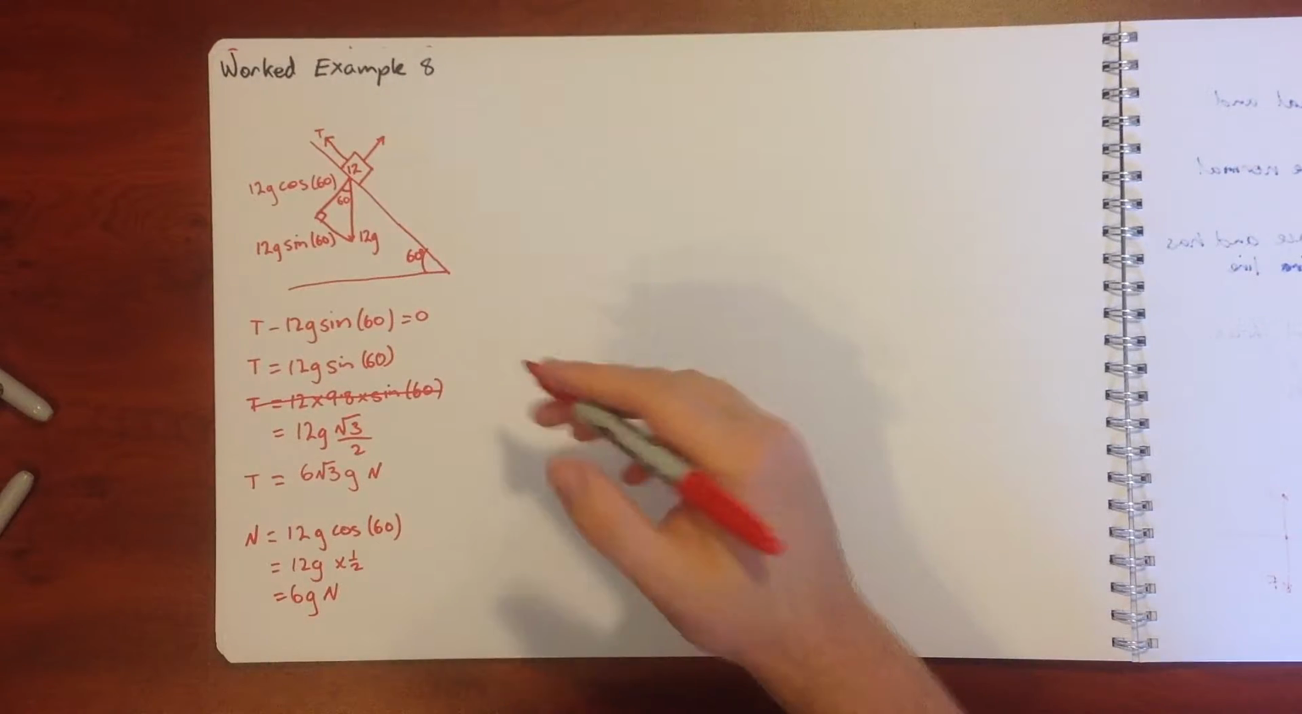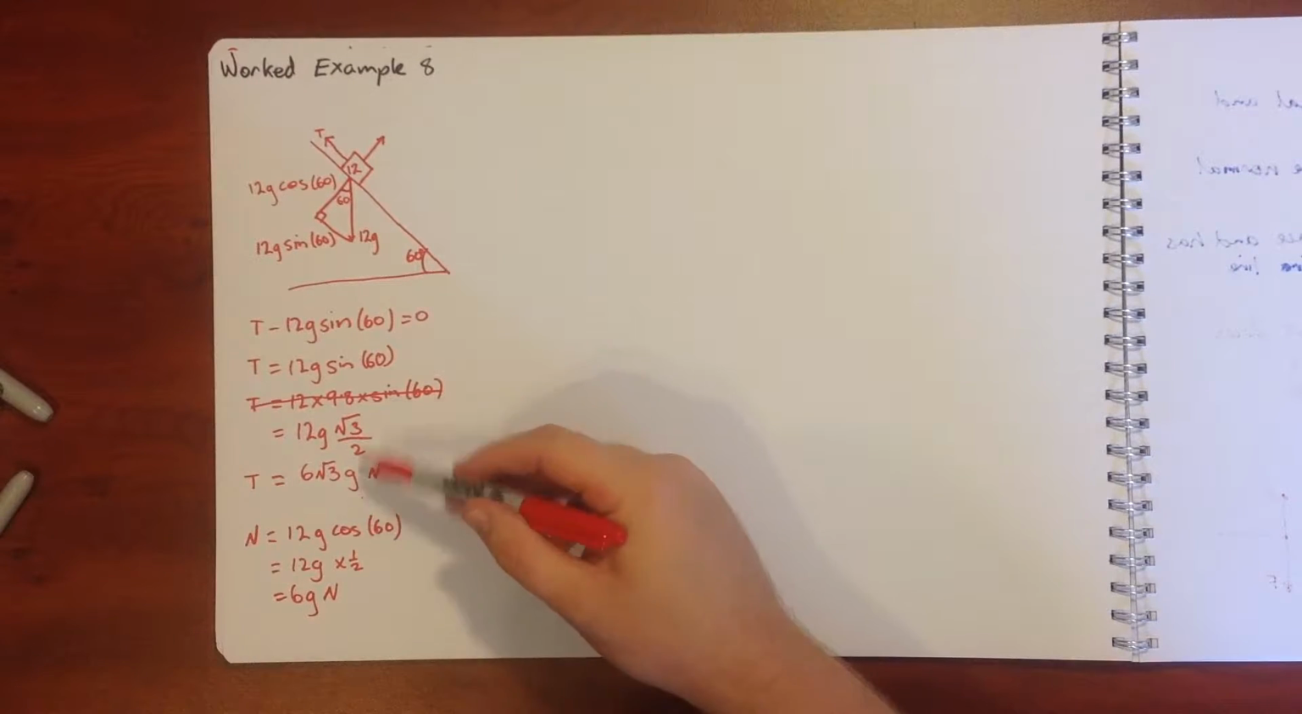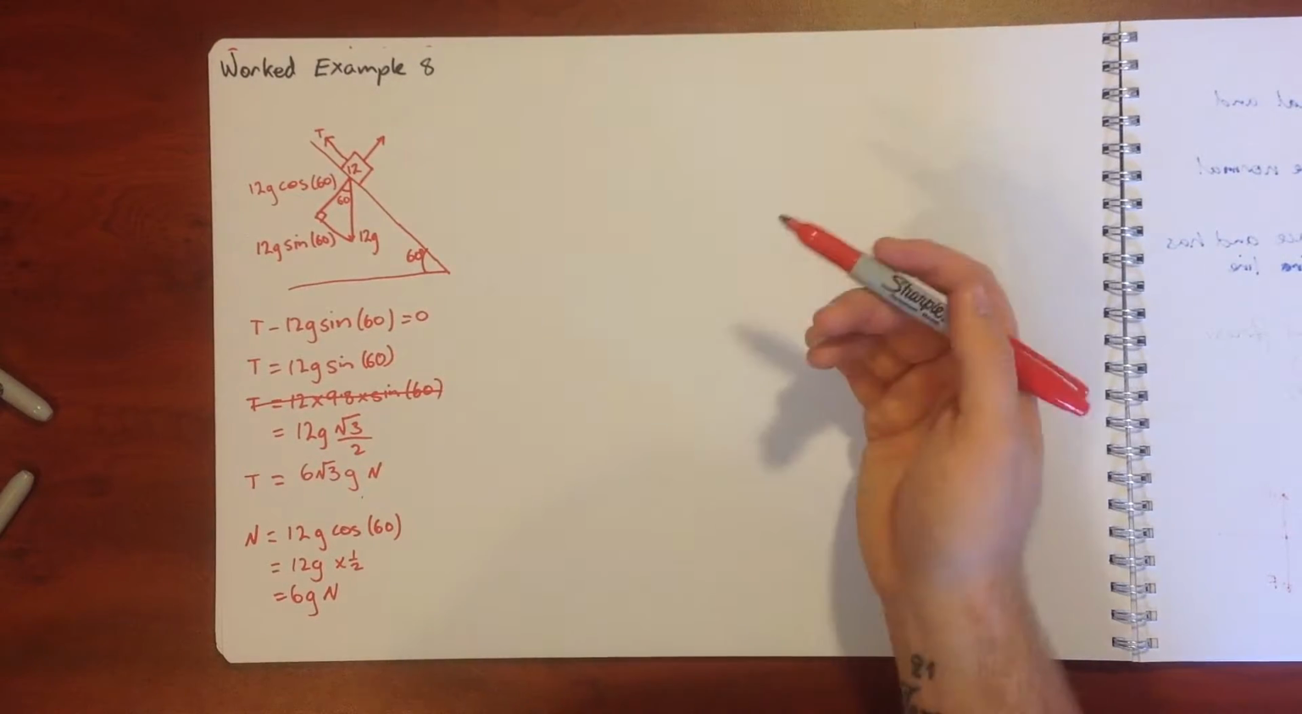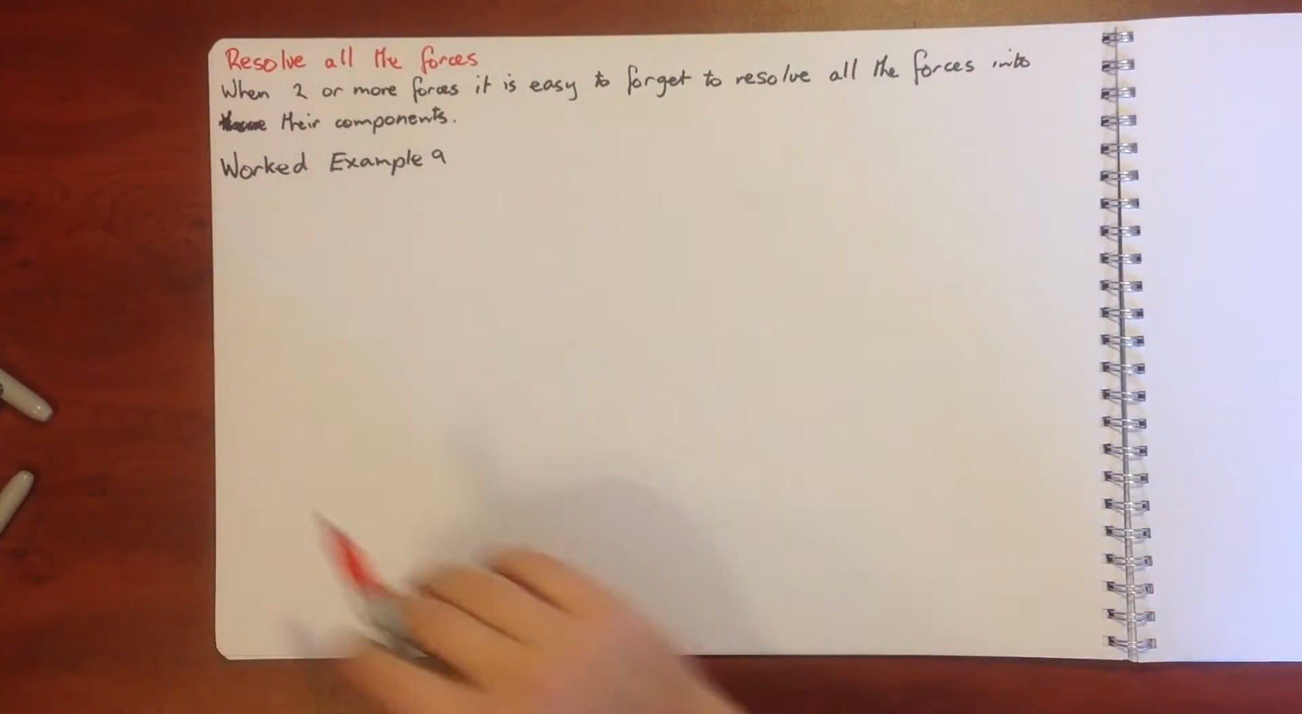Okay, I would never leave your answer in terms of G. You should be multiplying it by your 9.8. I'm not sure why they didn't in that worked example. That seems a bit bizarre.